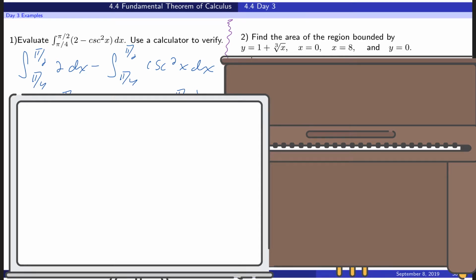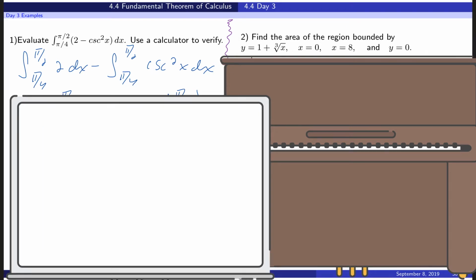You should know all of your trig derivatives. If you remember that the derivative of tangent is secant squared x, not theta, then that might help you find the antiderivative of cosecant squared x. So pause the video and see if you can do the next couple steps for this first example.